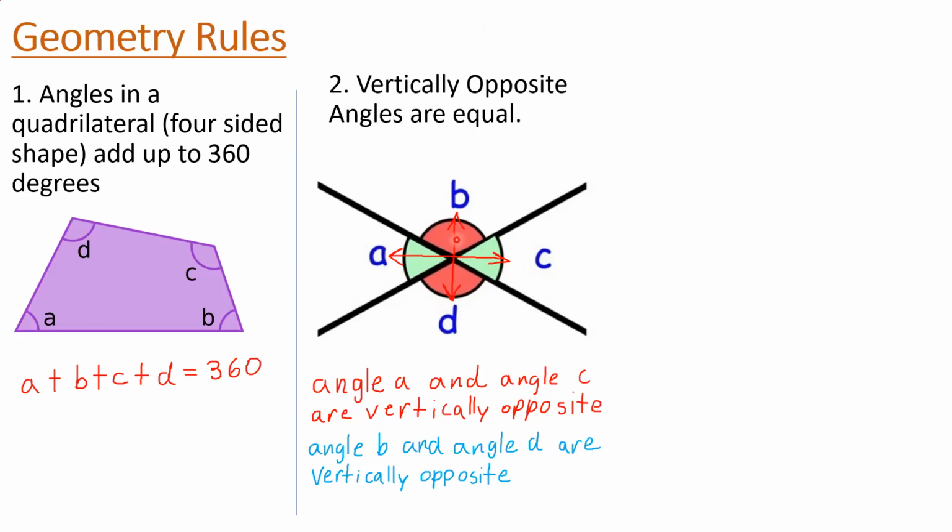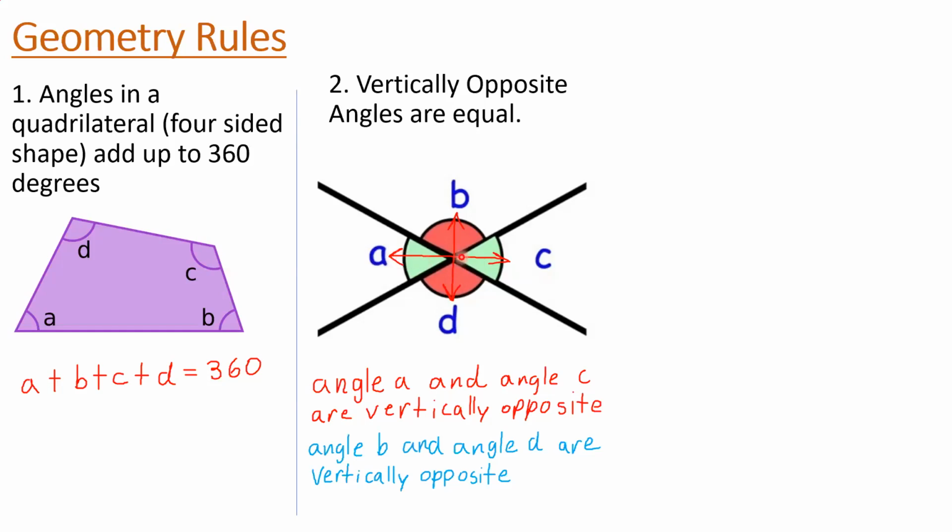Very good. And Brianna, what angles are vertically opposite in this shape? Angle A and C, as well as angle B and D. Very good. What do we know about vertically opposite angles? They are equal. Very good. Vertically opposite angles are equal.